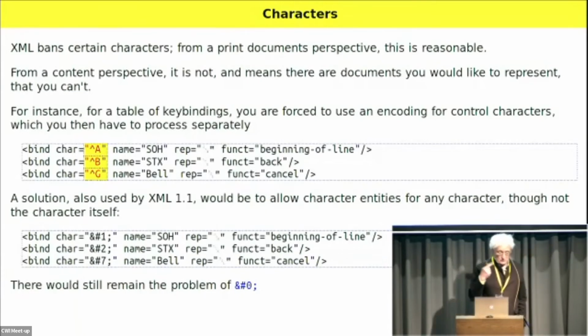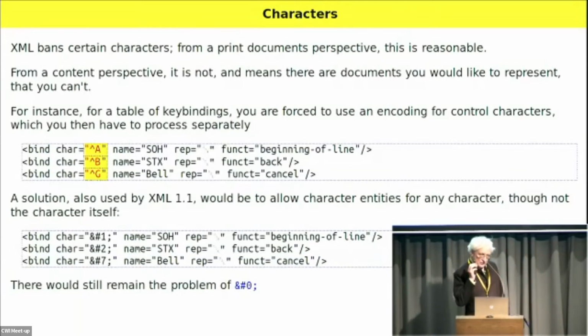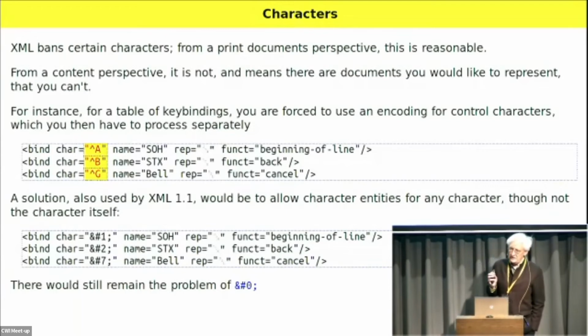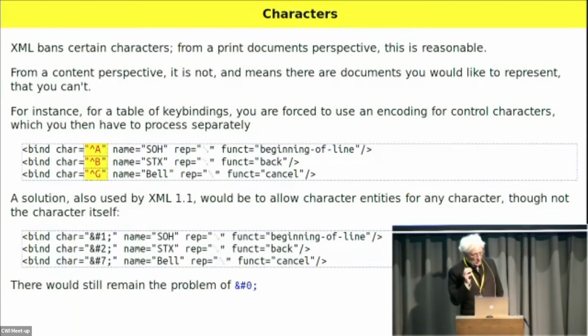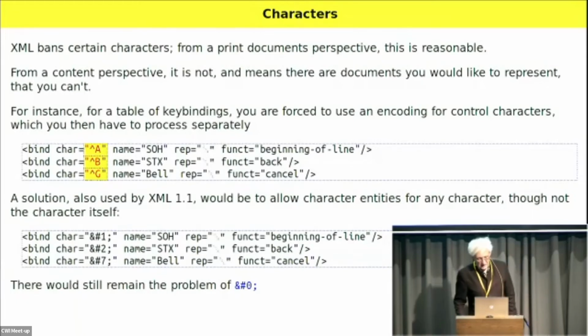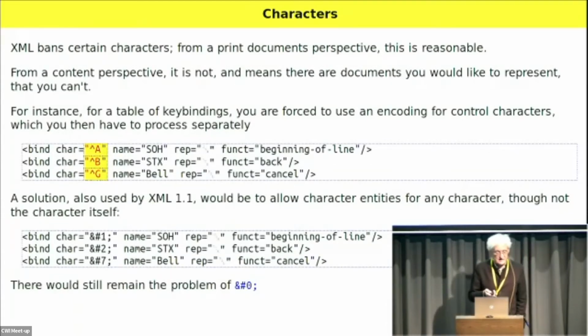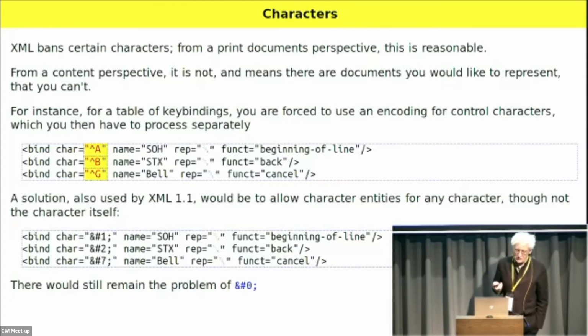Now, one solution, which I believe is also used in XML 1.1, is to allow character entities for any character. You're not allowed the literal character in the representation, but you are allowed to represent it using a character entity. And I think this is a good solution. I recognize that the zero character still creates a problem here. I'm not trying to solve that one in this discussion, but at least this is a good solution for getting most characters into an XML document.